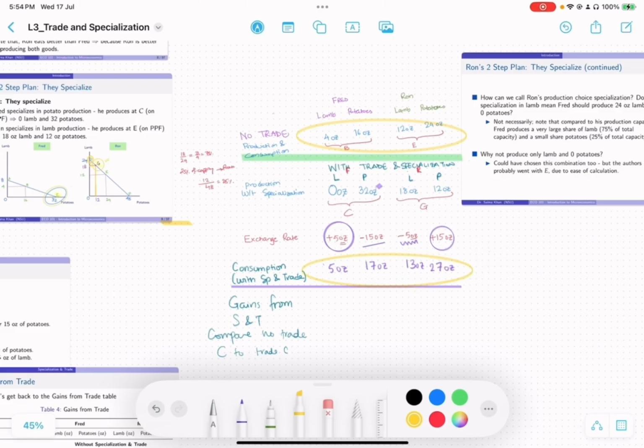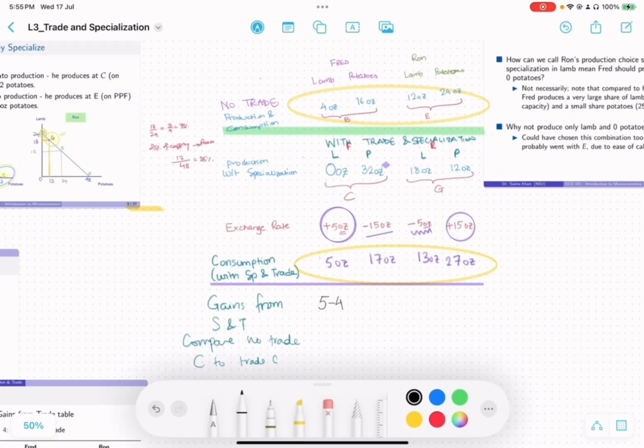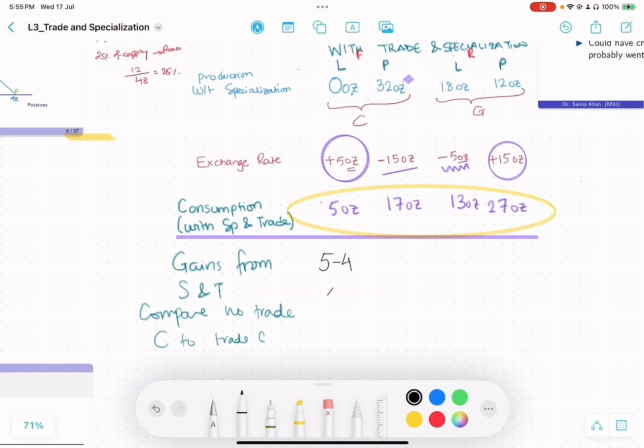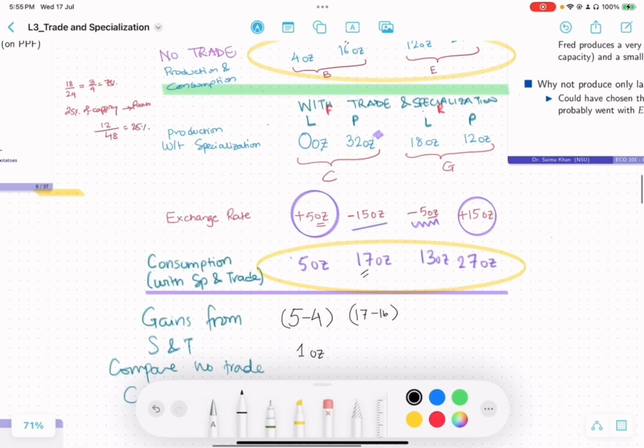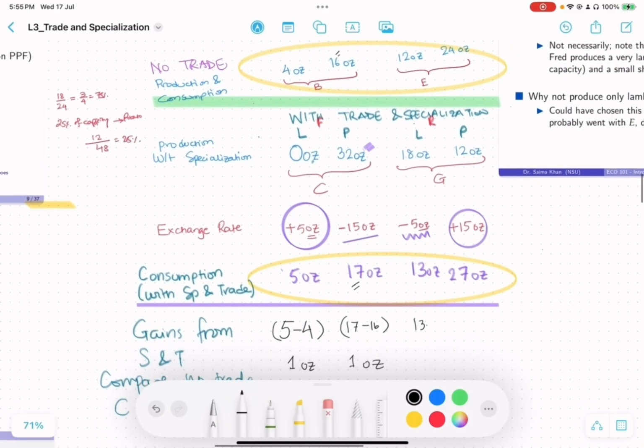So if we do that comparison, what are we left with? Here it is 5 minus 4, so essentially what is the gain from trade? 1 ounce. All right, here it is 17 minus 16. See, 17, before it was 16. Then it is going to be 1 ounce of potatoes. Then what about here? It is 13 minus 12. So this is 1 ounce. And then this is 27 minus 24. So this is 3 ounce.